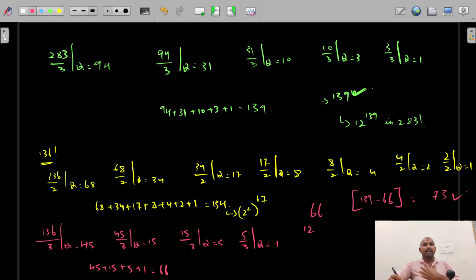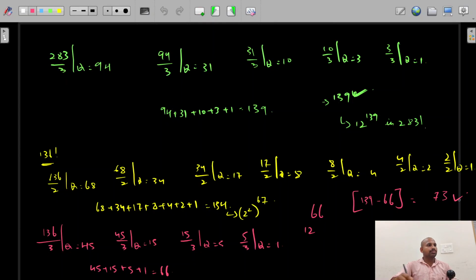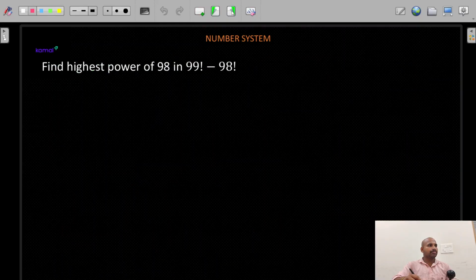73 will be my answer for this question. The highest power of 12 in the product of all the consecutive terms from 137 to 283 is 73. This will be my answer. I hope you understand this question. Now we'll go to the next question.